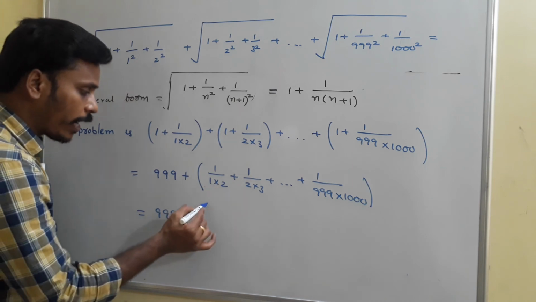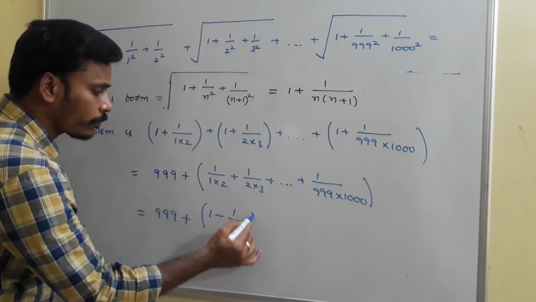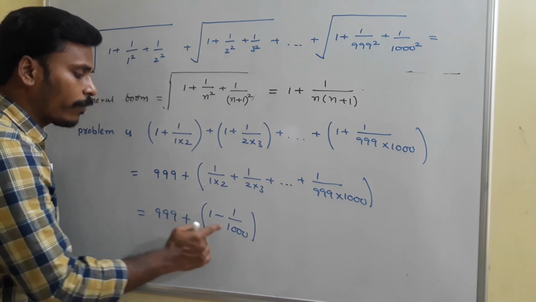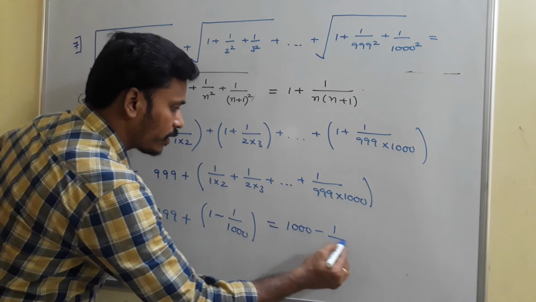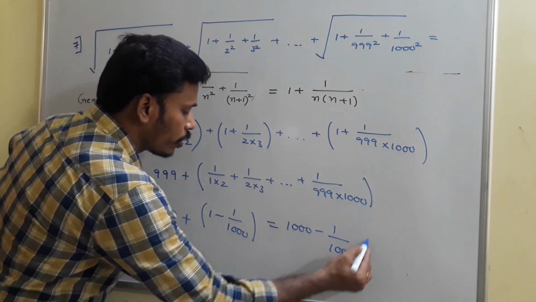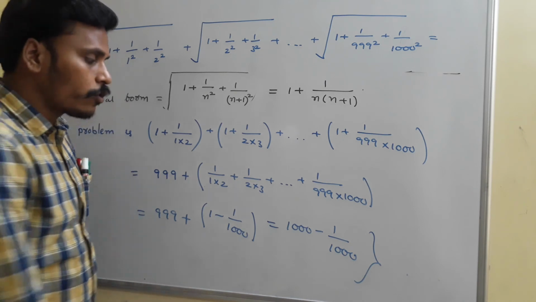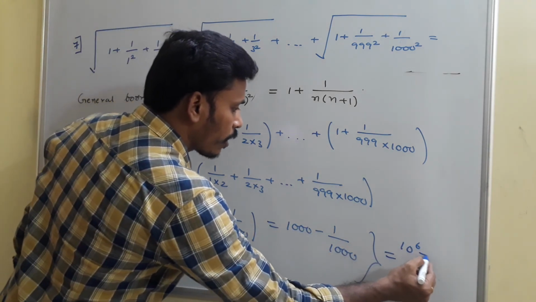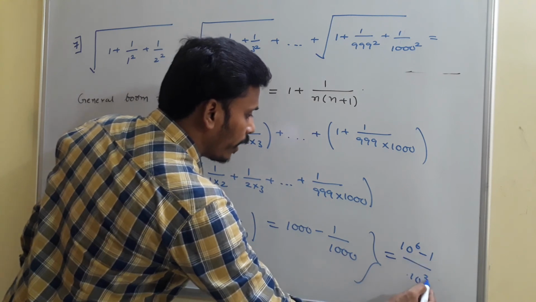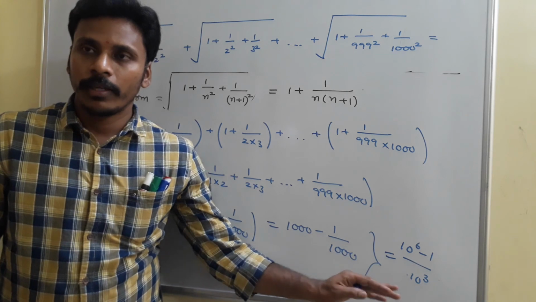See, this simplified value is again what? 1 minus 1 by 1000. And if you add this 999 with this result, it gives you 1000 minus 1 by 1000. So at the end, if you simplify it, that's your answer. If you simplify, 1000 times 1000 is 10 power 6, so 10 power 6 minus 1 divided by 10 cube. That's your final answer for this problem. Just have a look.